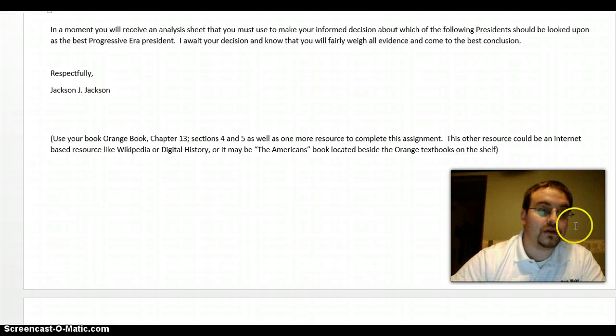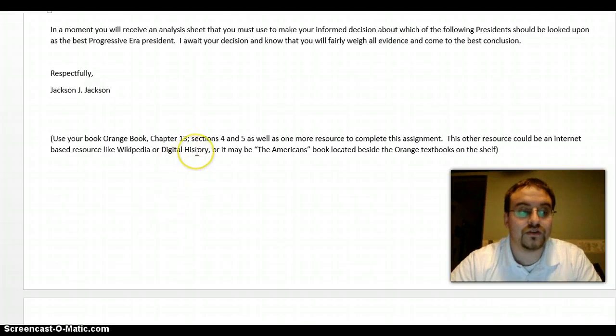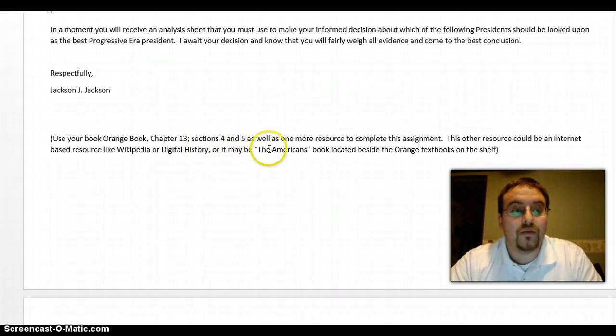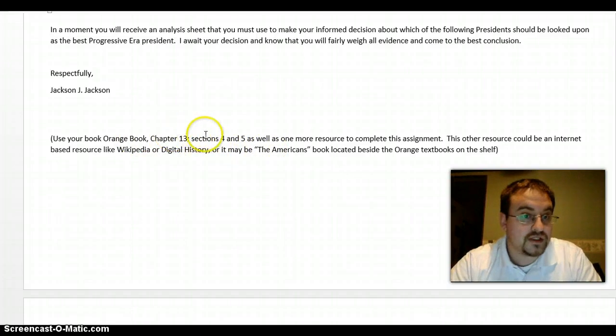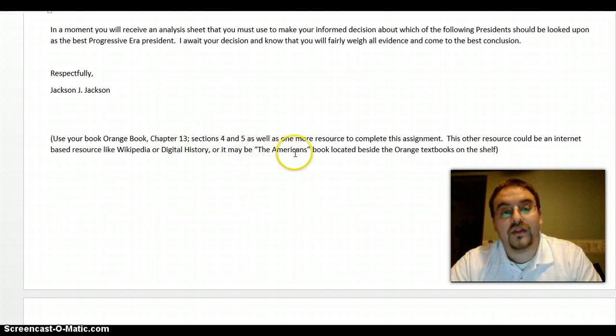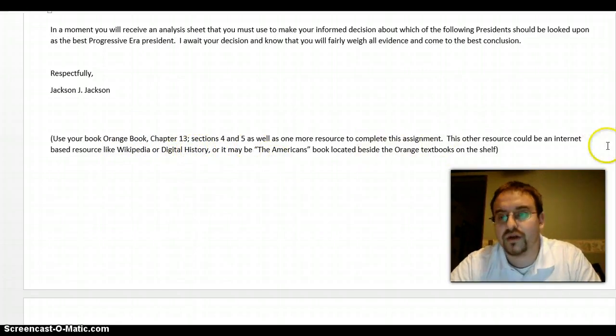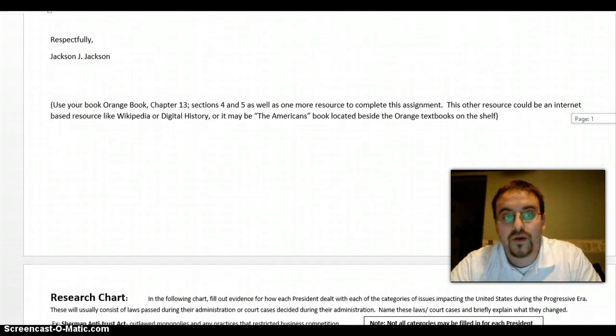You can use Wikipedia. Right, there's a digital history from the University of Houston. Just search digital history on Google and it'll pop up. It has a textbook. Just search through there for progressive era, progressive presidents. You'll be fine. The Orange Book, chapter 13, sections 4 or 5, and the Americans. You're going to need to use two sources, so you can choose. One of them has to be the Orange Book. The other two can be Wikipedia, Digital History, or the Americans book, which is the purplish gray book down there by the orange textbooks. All right.